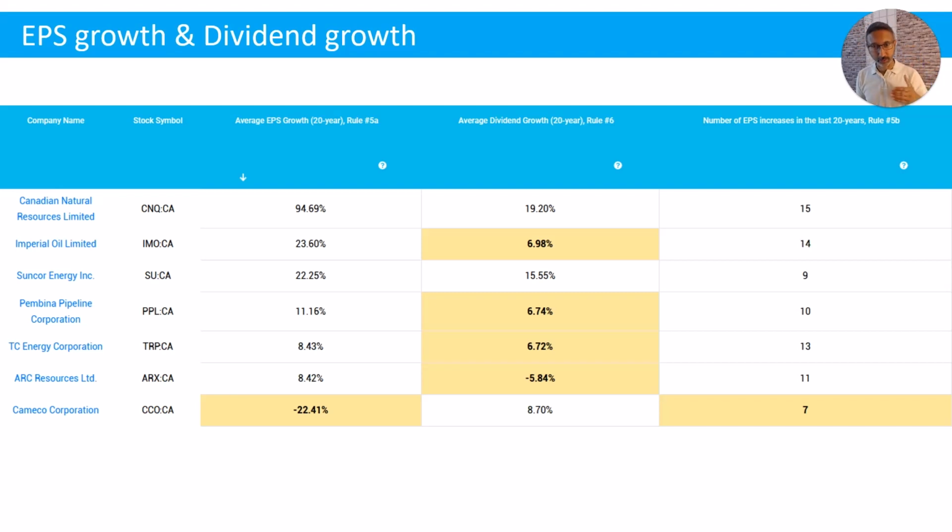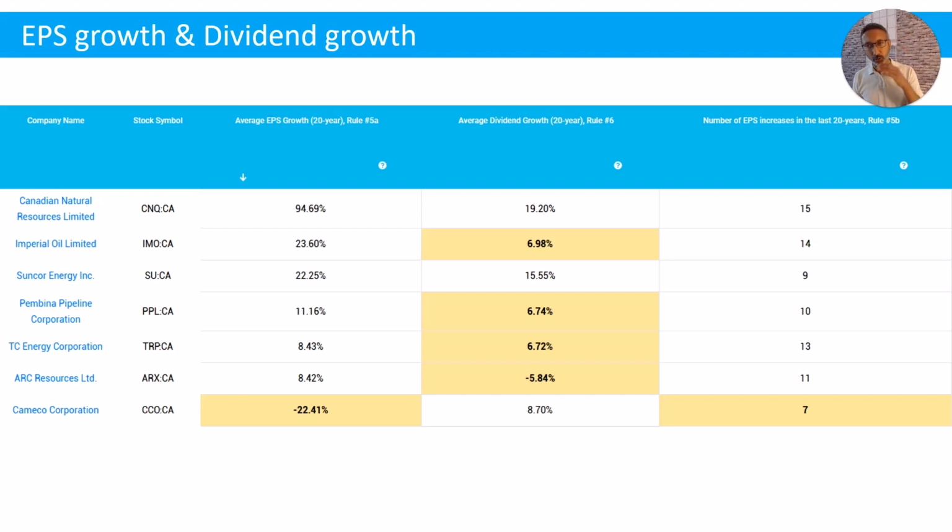So it's important to look at the next column, which is dividend growth, and also look for a company that has high dividend growth. And the third column over is the number of earnings increases in the last 20 years. So again, we can see a company like Canadian Natural Resources has had 15 earnings increases in the last 20 years versus the last company on the list, which has had 7.